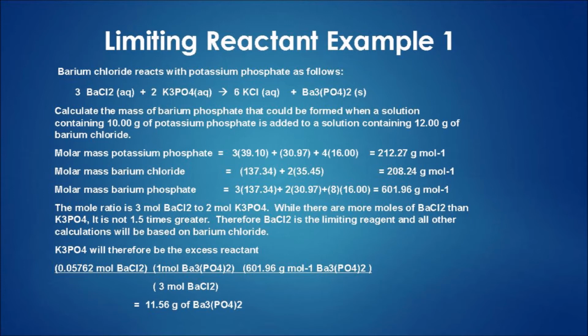Here the mole ratio is 3 moles of barium chloride to 2 moles of potassium phosphate. While there are more moles of barium chloride than there are potassium phosphate, it's not 1.5 times greater. Therefore, barium chloride is the limiting reactant and all other calculations will be based on barium chloride. Also, since we have our limiting reactant, we can conclude that potassium phosphate is therefore the excess reactant.